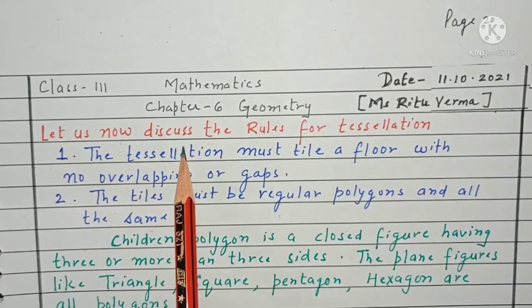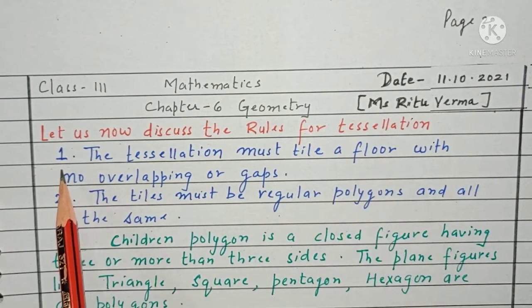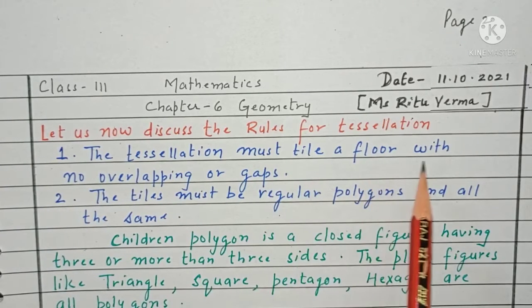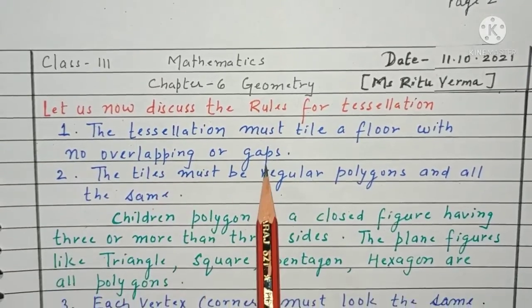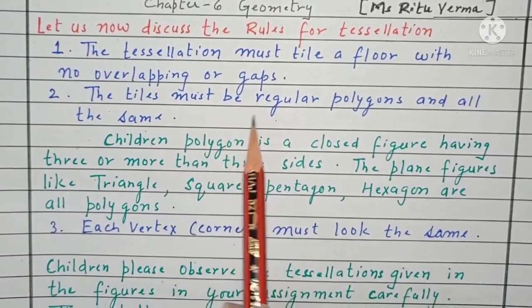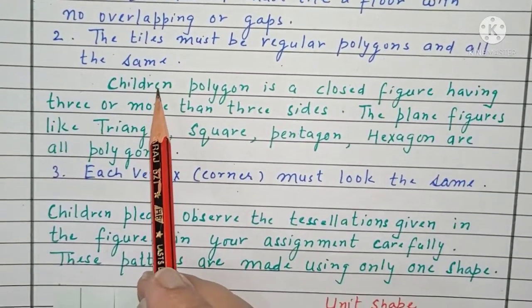Let us now discuss the rules for tessellation. The first rule: the tessellation must tile a floor with no overlapping or gaps. Number 2: the tiles must be regular polygons and all the same.